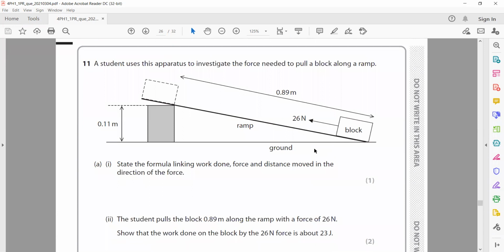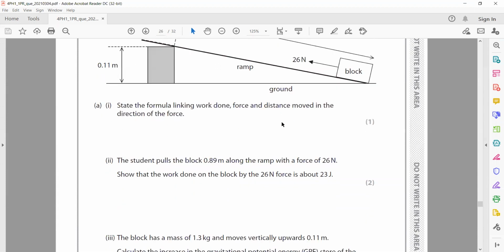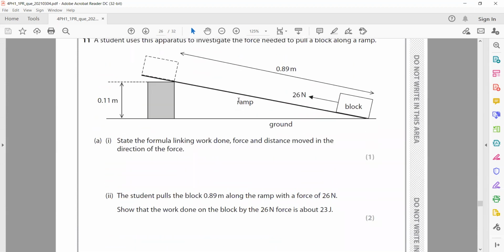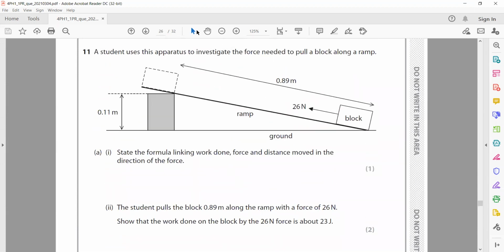A student uses this apparatus to investigate the force needed to pull the block along a ramp. State the formula linking work done and distance moved. So work done, when we calculate it as force times distance, we always take the distance in the direction in which the force is applied. So we are applying a force of 26, so the distance should be 0.89 to calculate the work done.